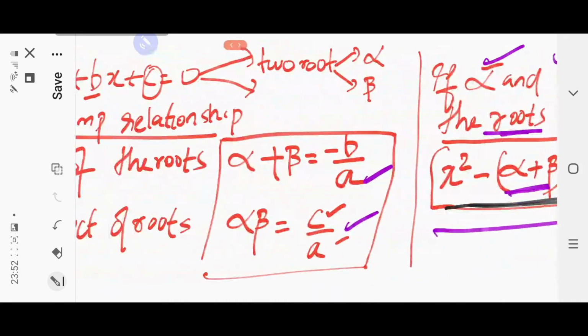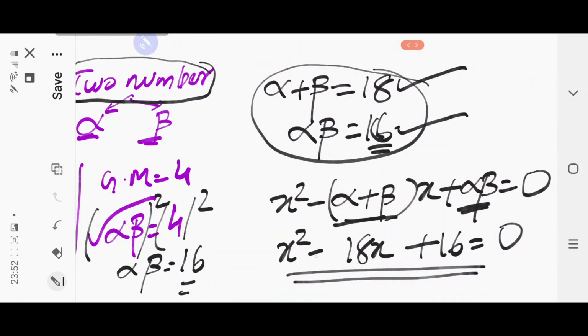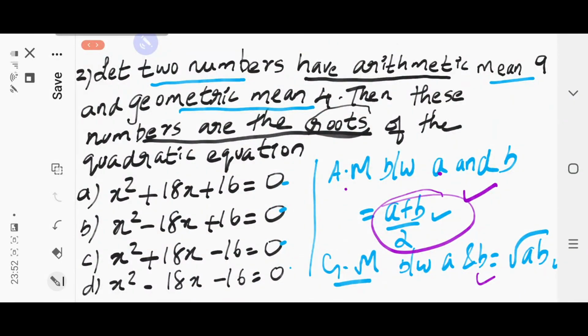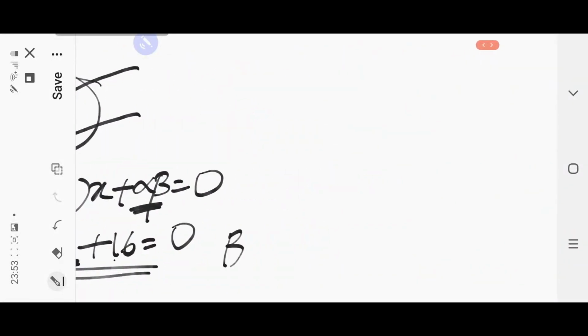And what is the option? The option is x square minus 18x plus 16. That means this is right. Option B is the answer. Therefore, you can tell that the answer is B.